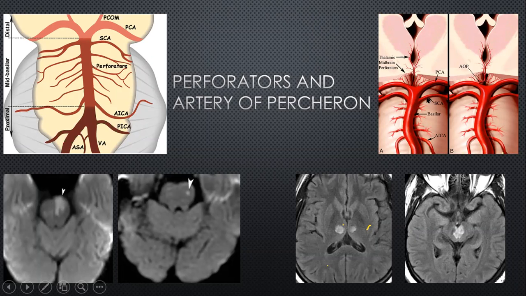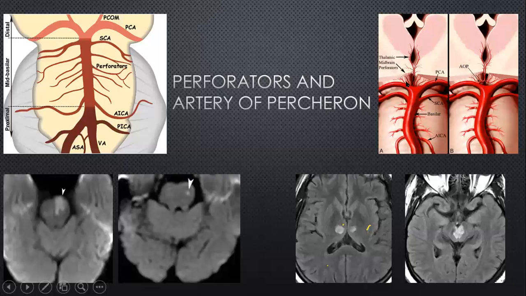A moment to just talk about the perforators which we talked about from the basilar termination. These perforators will supply the thalamus, will supply part of the midbrain as well, and usually they come off from the P1 segment of the basilar termination. Very occasionally, you can have perforators which come off from only one PCA or predominantly from one PCA, and then that artery is called the artery of Percheron.